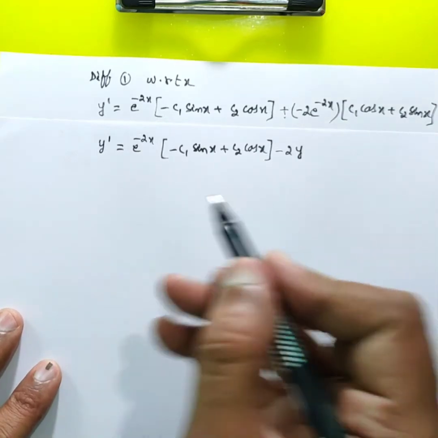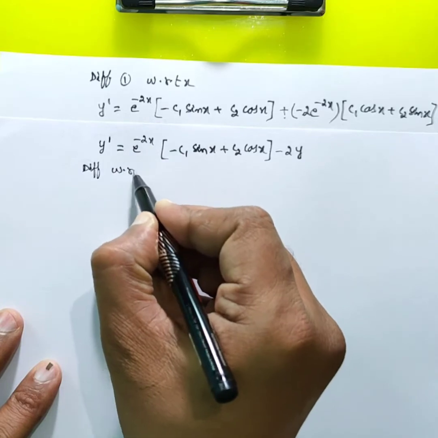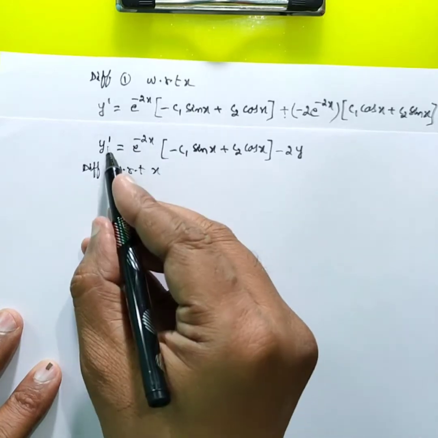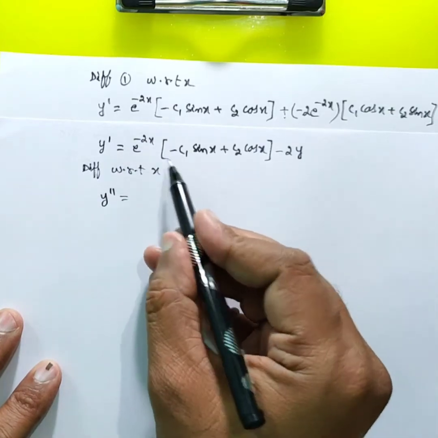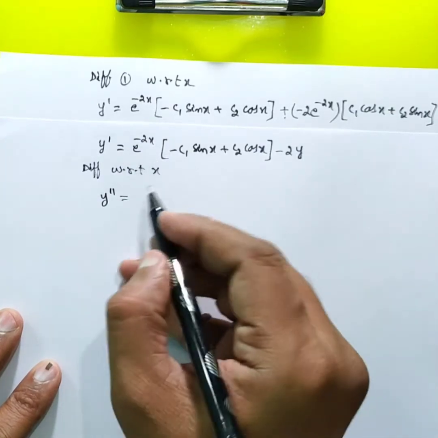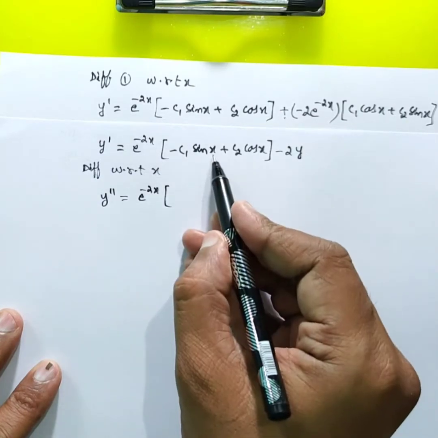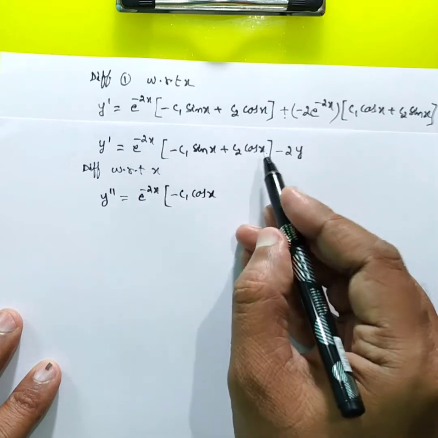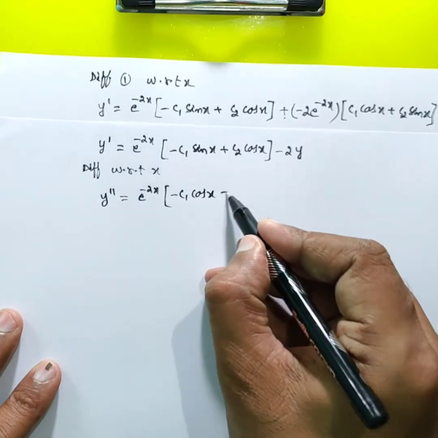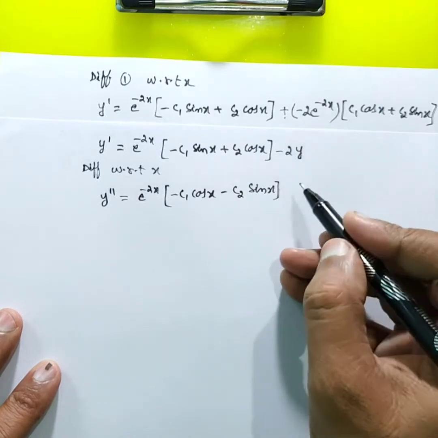So once we have got this one, we will try to differentiate this with respect to x. So differentiate with respect to x. So y dash will become y double dash. Once again I will be using the product rule over here. E power of minus of 2x as it is, differentiation of sine will become cos. So minus c1 cos of x. Differentiation of cos will be sine, minus c2 sine of x.